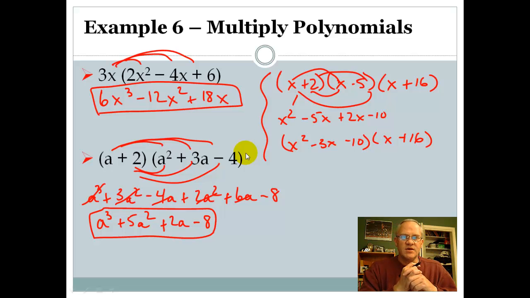Okay? So that's it. That's section 5.1, kind of a little review on what you do with all the exponents when you multiply, divide, add, subtract, and so forth.